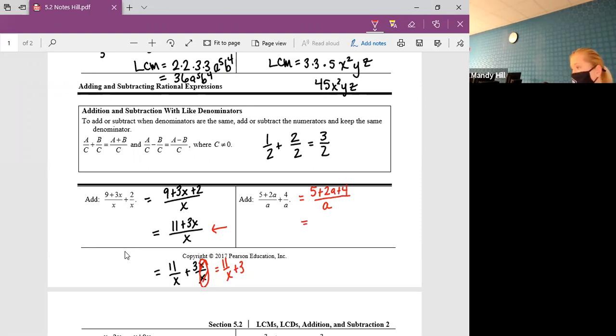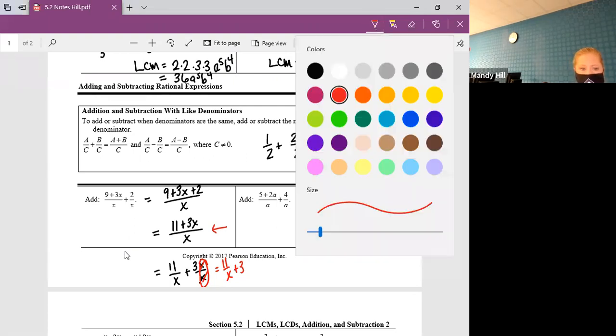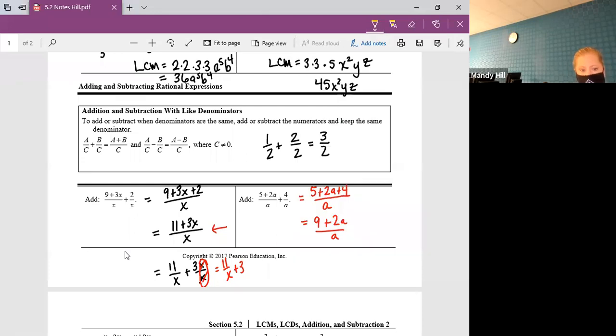The 5 and the 4 can go together. So that would be 9 plus 2a over a. If I wanted to simplify it, then I could split it back up and say 9 over a plus 2a over a. I'm just dividing my fractions up, right?